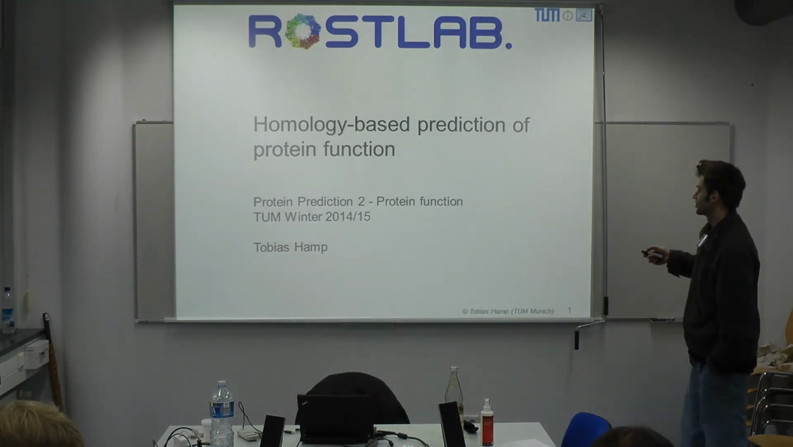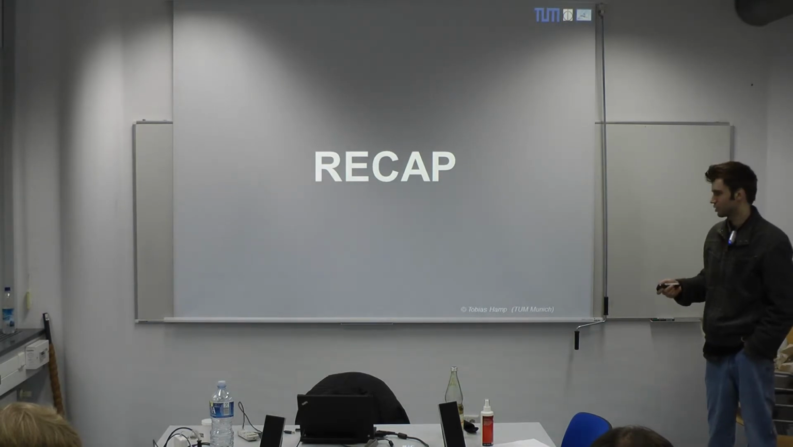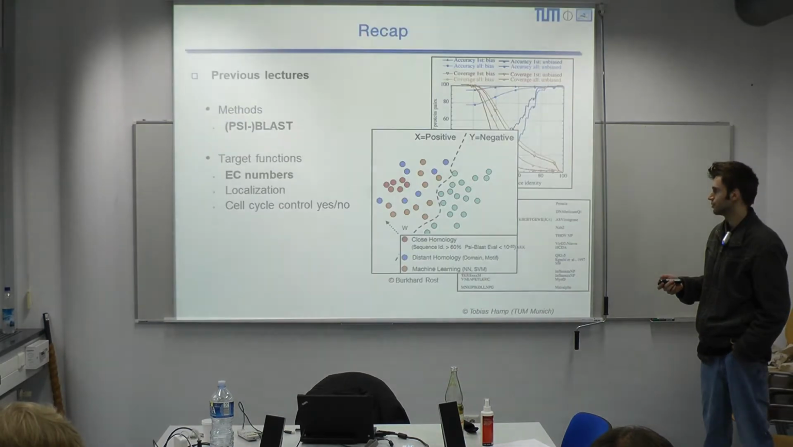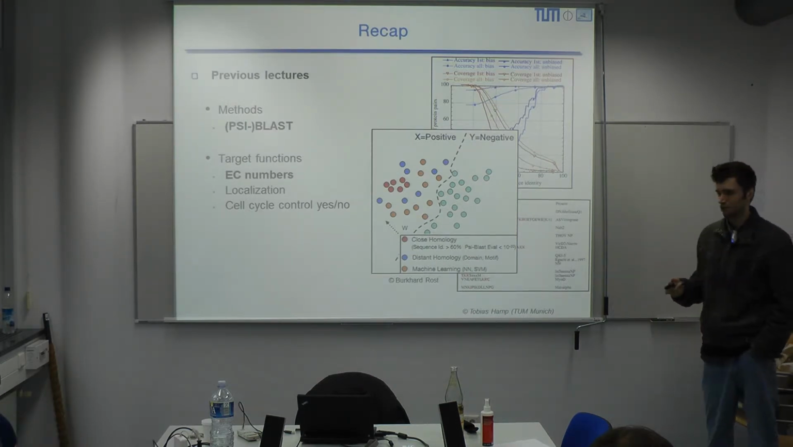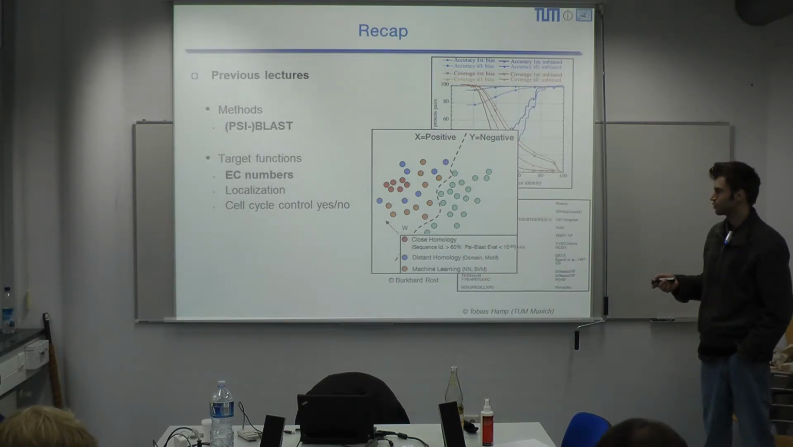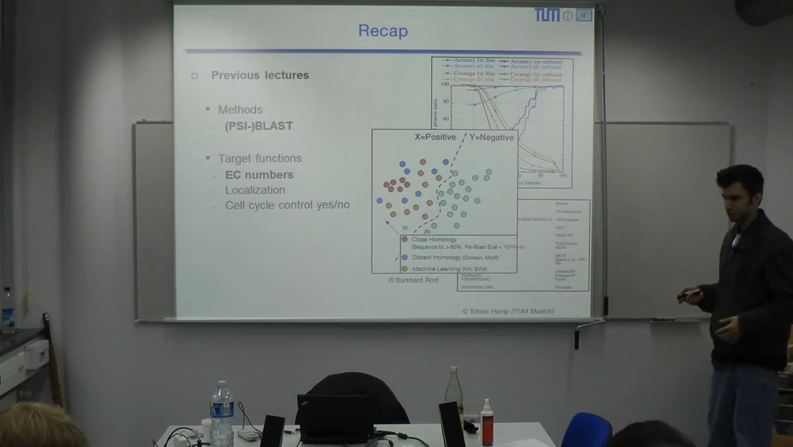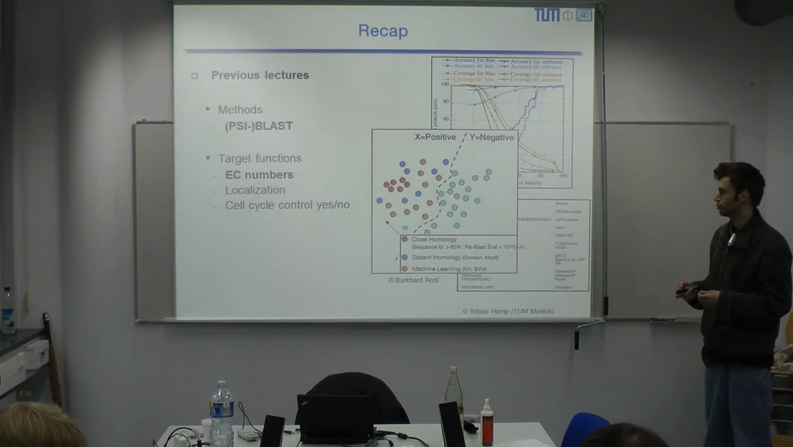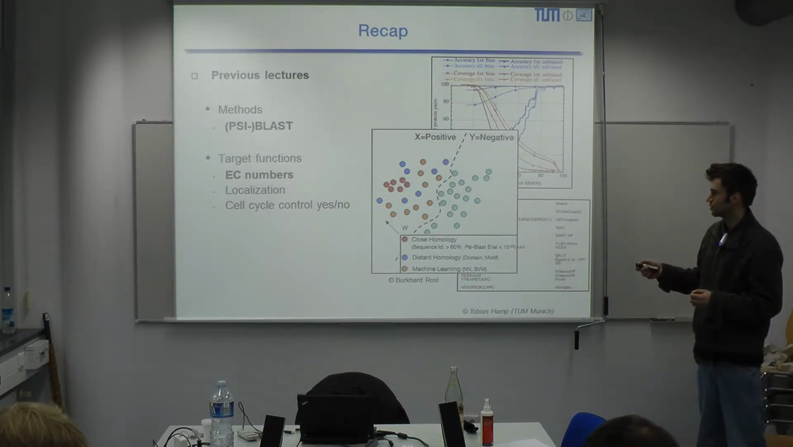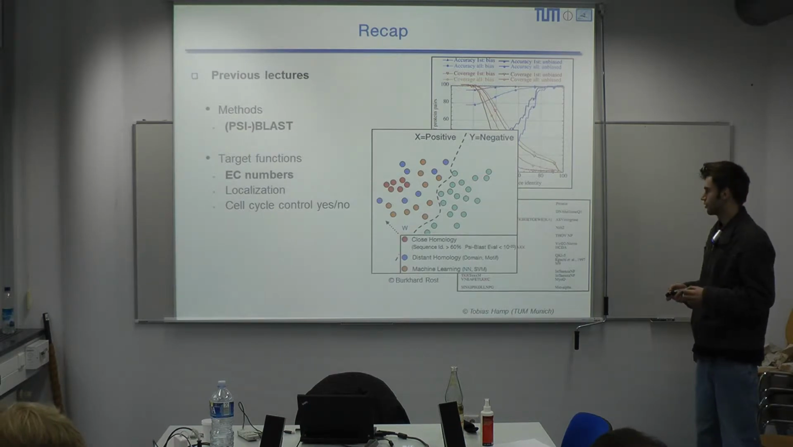All right. Topic is the homology-based prediction of protein function. A short recap of the last lecture. I explained a very simple way to predict function from sequence by simply side-blasting your sequence through a database of annotated sequences and taking the best hit that you find and transferring all the functions of the best hit to your query. You can use this for EC numbers, for localization, cell cycle control, and many other functions.